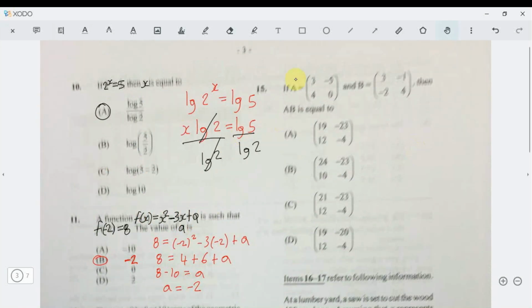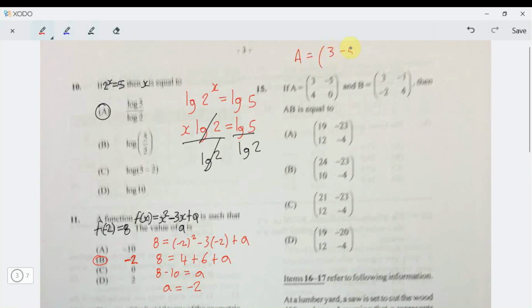Question 15, it says, if A is the matrix, I'll write it over. A is the matrix 3, minus 5, 4, 0. And they tell us B is the matrix 3, minus 1, minus 2, 4. Then what is A times B equal to? So we need to multiply the two matrices. That's all they're asking for.